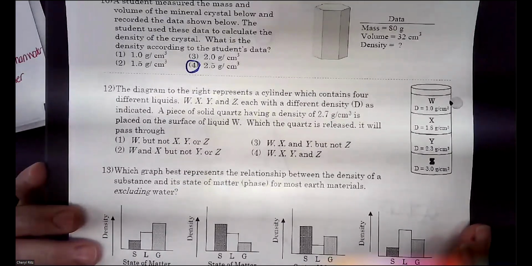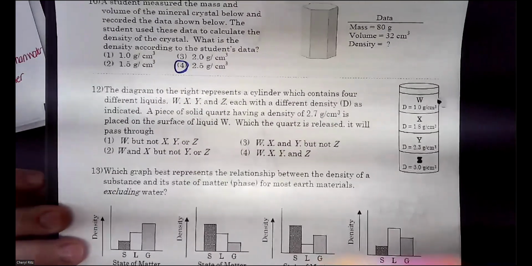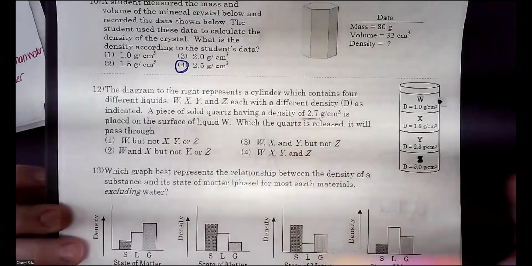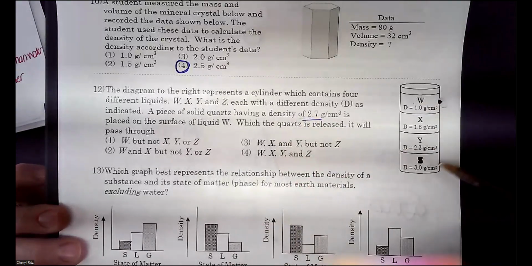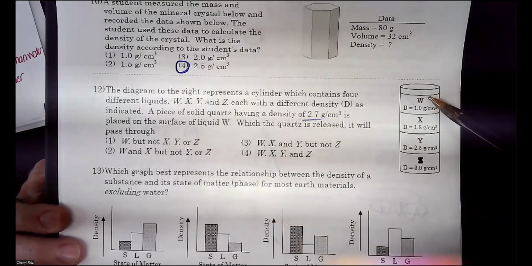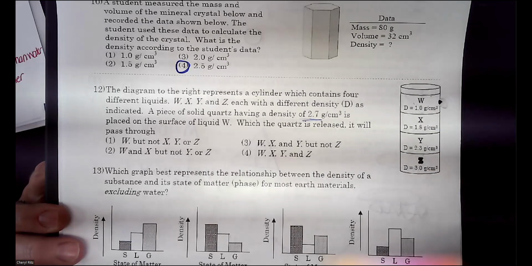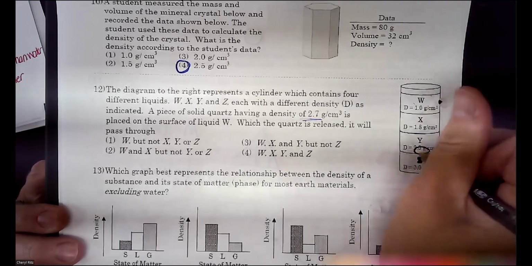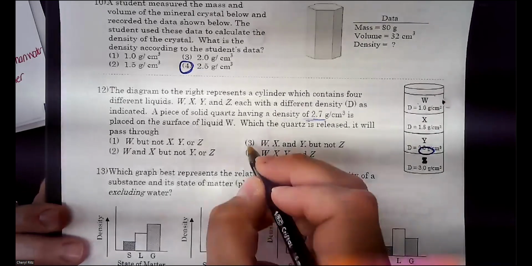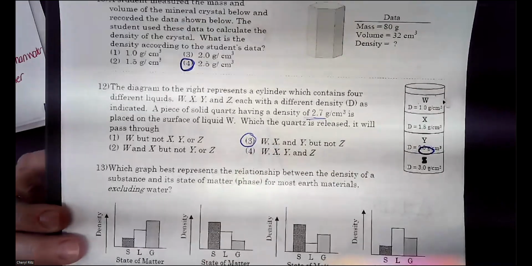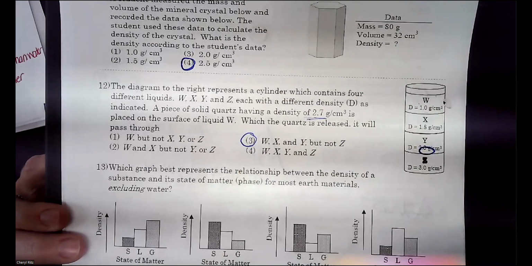12, we want to know when the quartz is released, it will pass through. So we have quartz with a density of 2.7. We're dropping it into this liquid. 2.7 will pass through. It'll sink through a density of 1. It'll sink through a density of 1.8. It'll sink through a density of 2.3, but it will float on a density of 3. So the rock will end up here. So it will pass through W, X, and Y, but not Z.